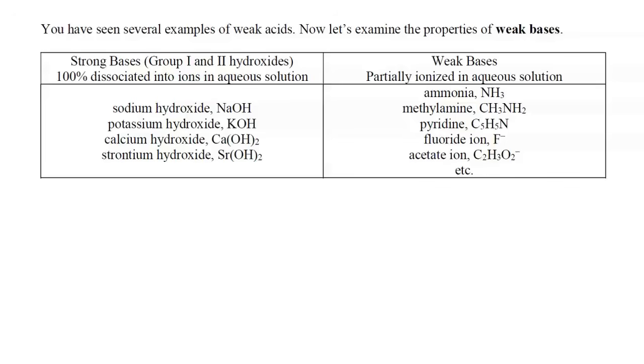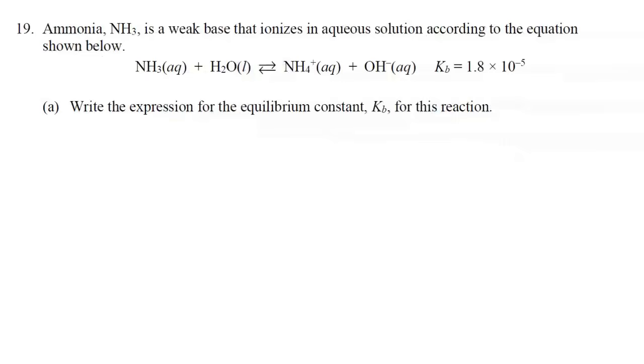A few examples of weak bases are ammonia, NH3, methylamine, CH3NH2, pyridine, C5H5N, the fluoride ion, F-, and the acetate ion, C2H3O2-. Now let's take a look at question 19 involving a weak base, ammonia. So ammonia, NH3, is a weak base that ionizes in aqueous solution according to the equation shown below.